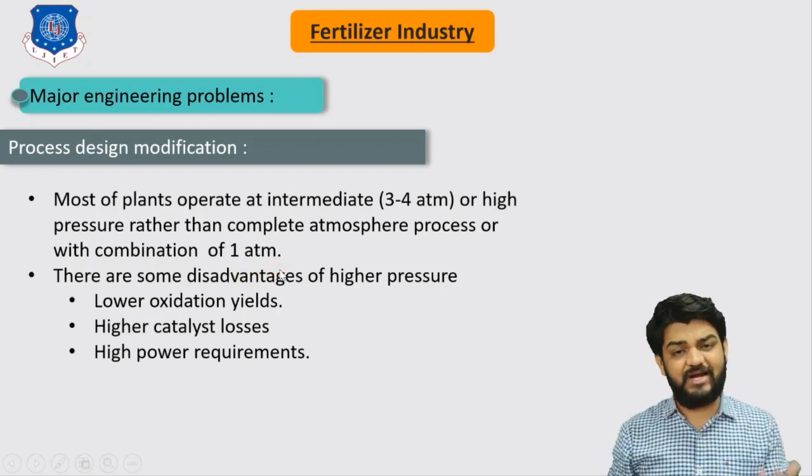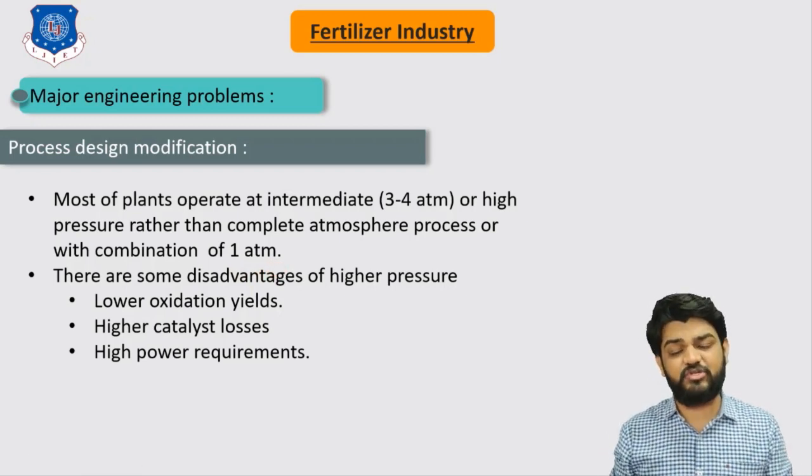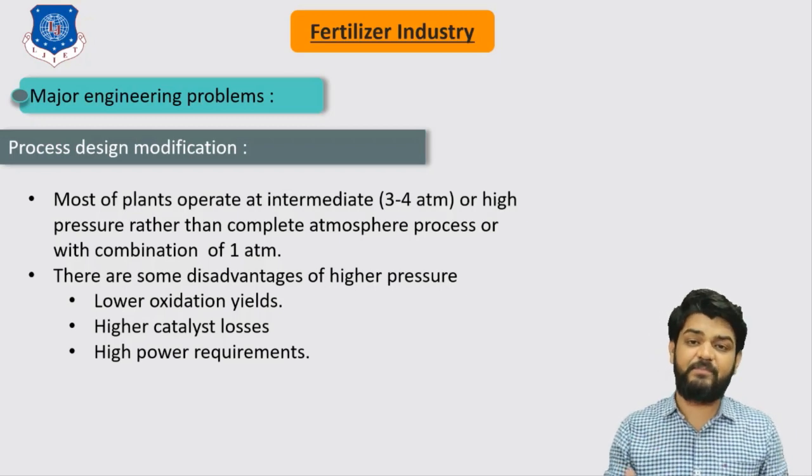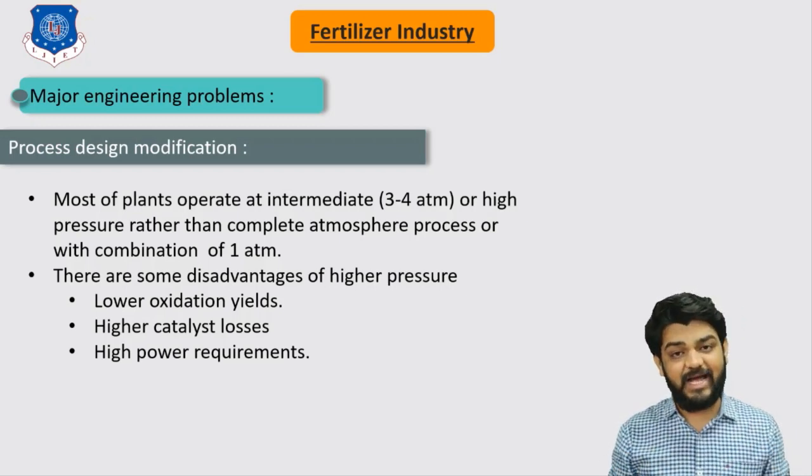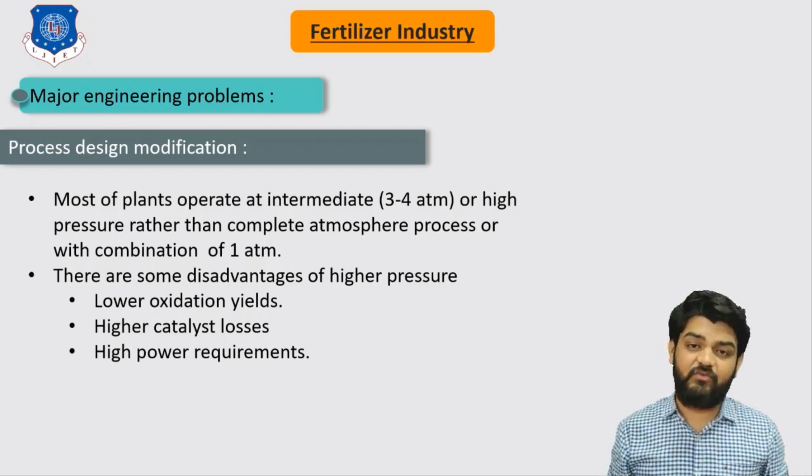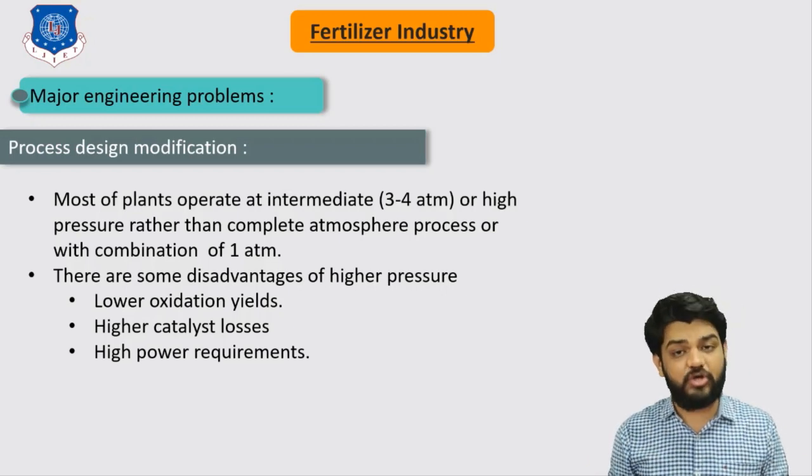It is always advantageous to use 1 atmospheric pressure instead of higher pressure, because to maintain such higher pressure we require additional equipment, and it ultimately increases the cost of operation.